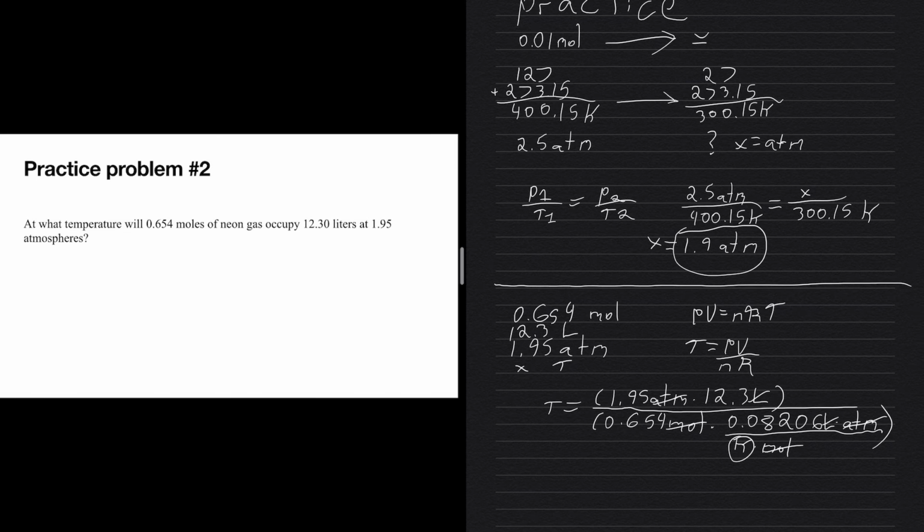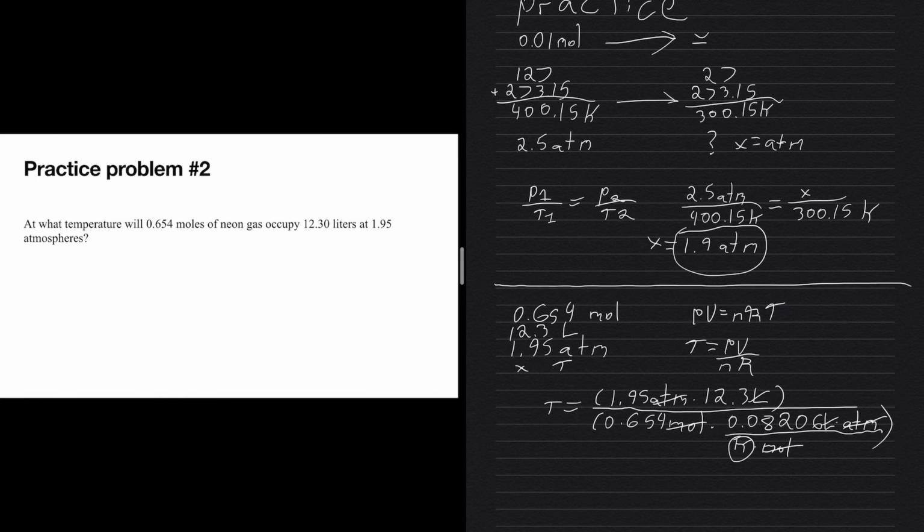So that's going to be 1.95 times 12.3 divided by 0.654 times our constant 0.08206. And then put that into your calculator. You should get 446.9 or somewhere around that.